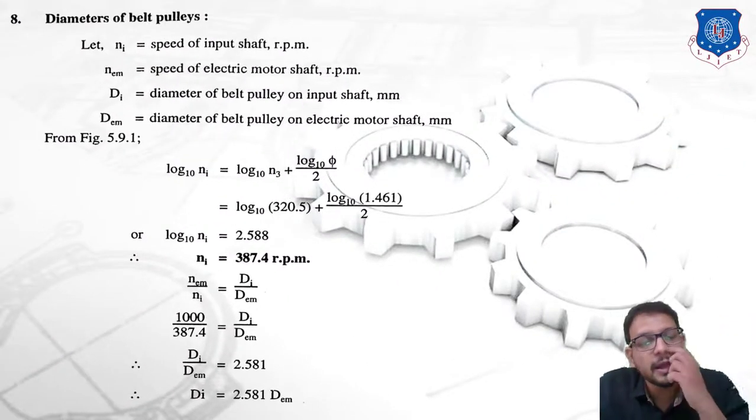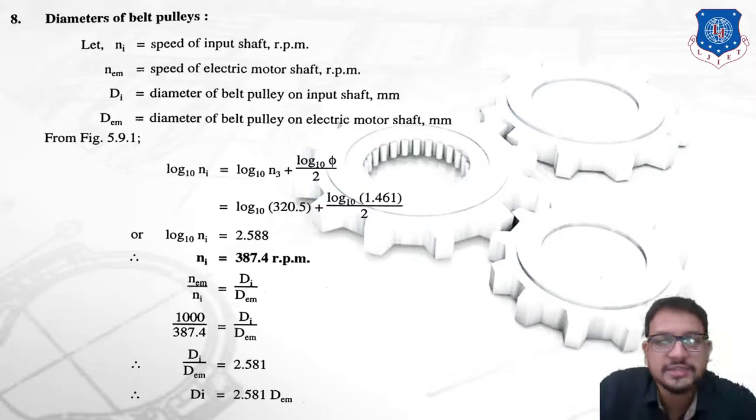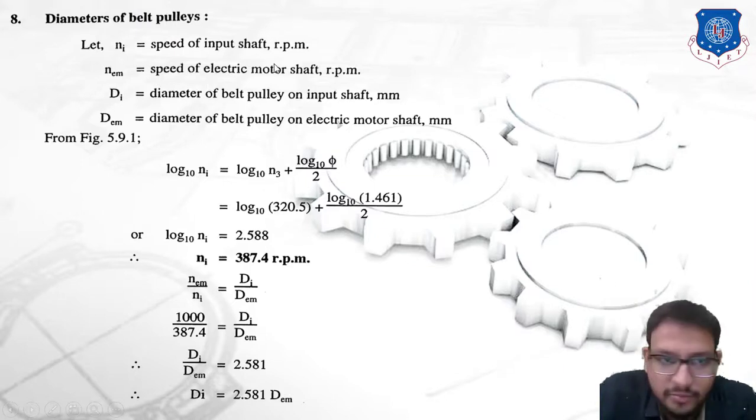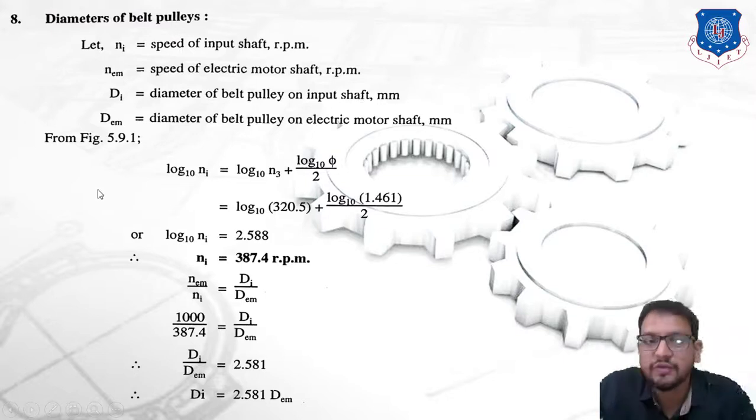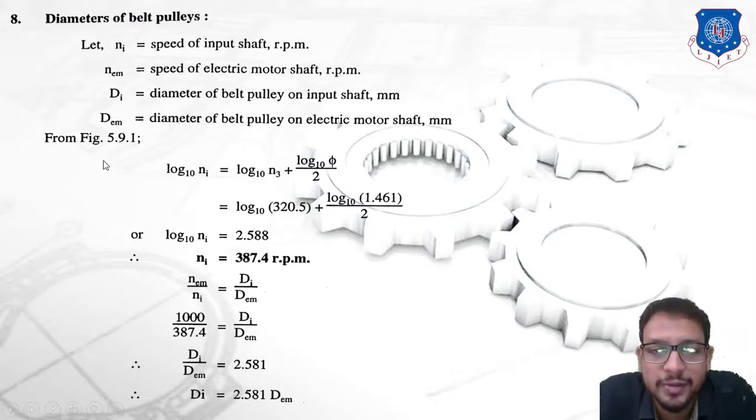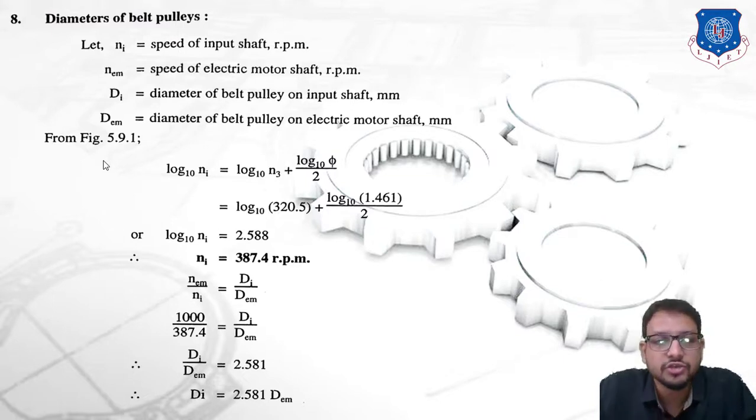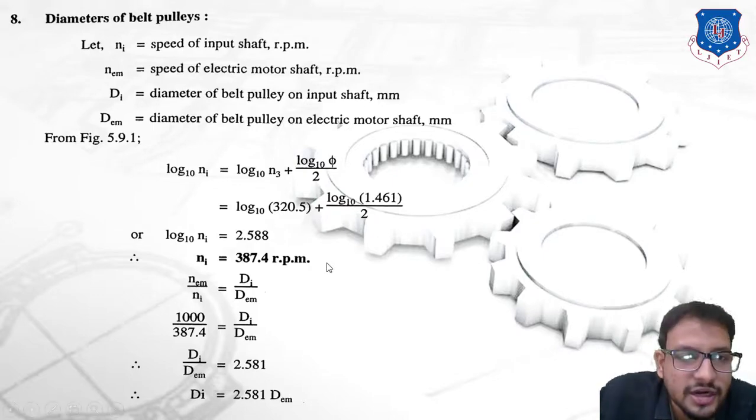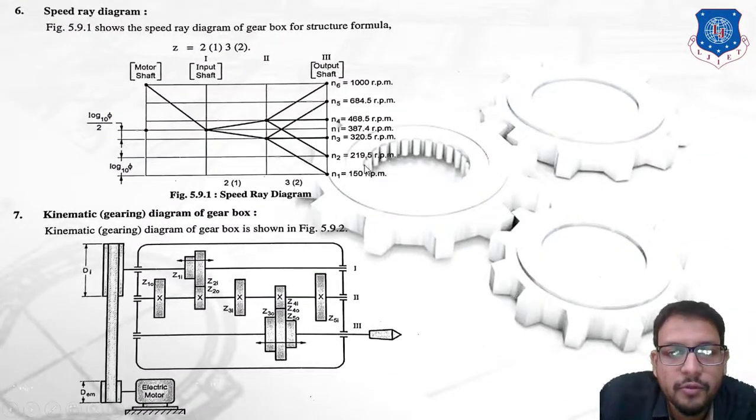Our next task is to determine the diameter of a belt pulley, which has been asked in the data. Let us say that Ni is the speed of the input shaft, Nem is the speed of the electric motor shaft, Di is the diameter of the belt pulley on the input shaft, and Dem is the diameter of the belt pulley on the electric motor shaft. All these diameters are in mm, remember, millimeter. Now from this structural diagram, can I say that we can form one of the formulas? First of all, we need to determine Ni. Over here, I have written Ni directly, but we need to find out how much Ni is. So how can we do that?